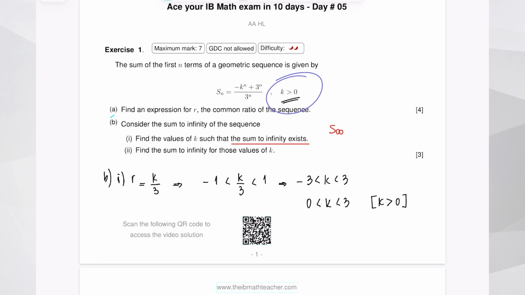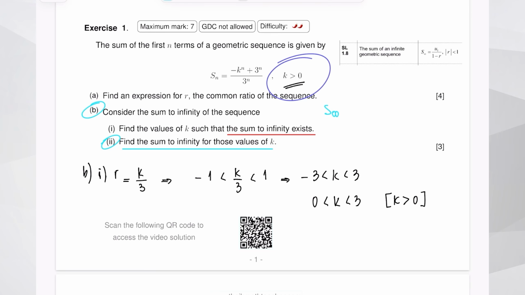And then we have question B2I. Find the sum to infinity for those values of k, which looks weird because you would imagine maybe that different values of k would give you different sums to infinity. But let's see if that's actually the case. This is a formula which is present in your formula booklet.